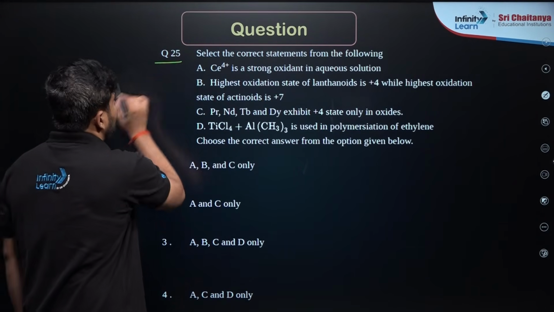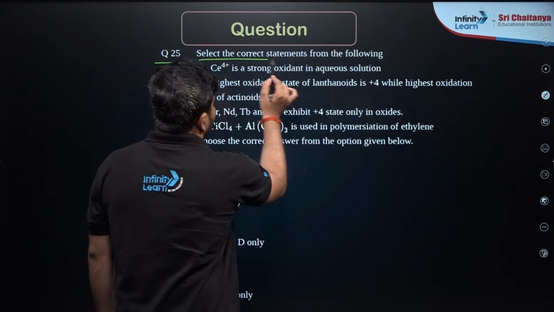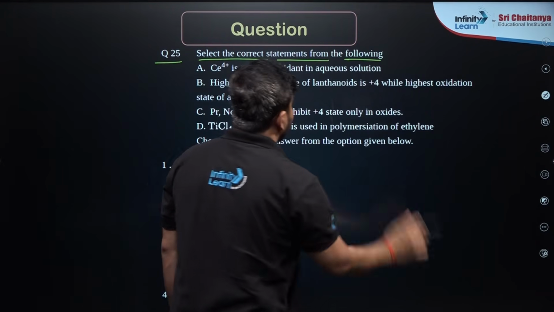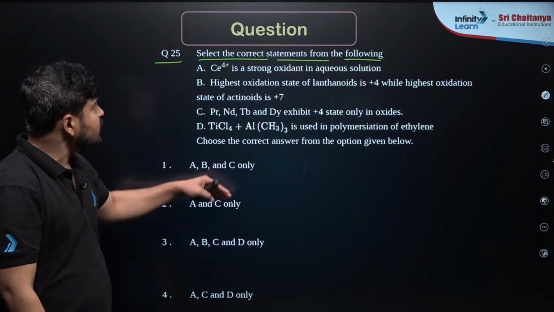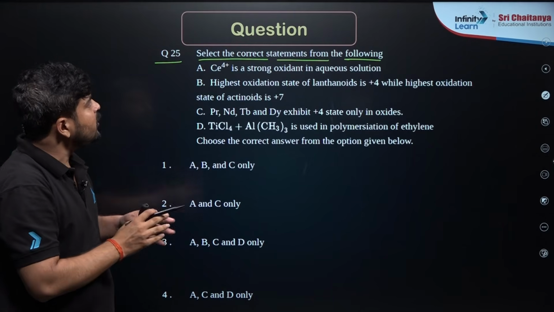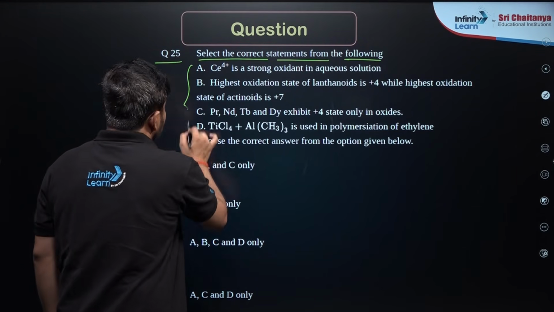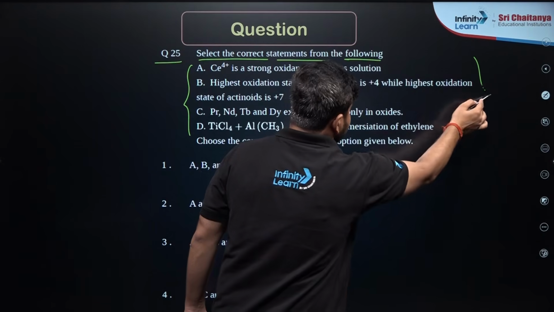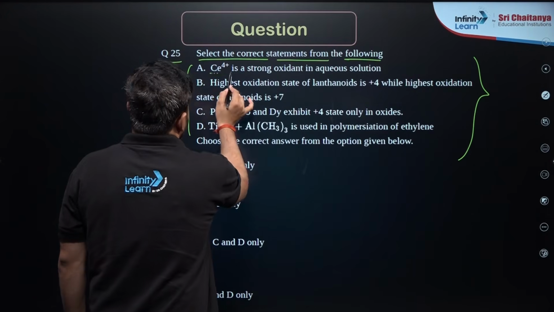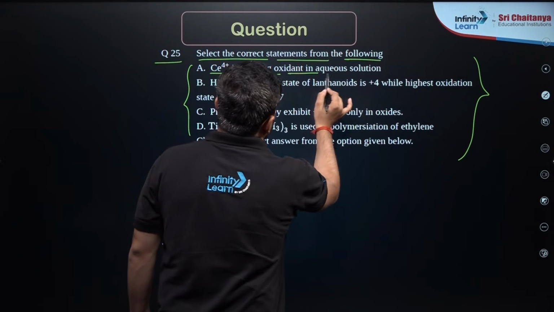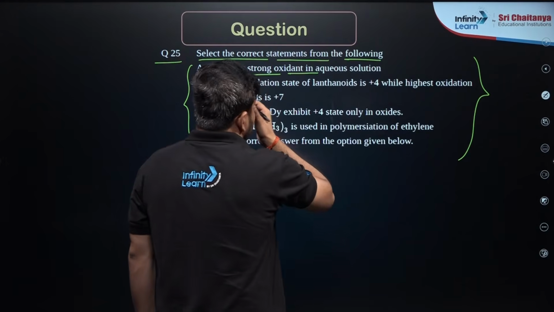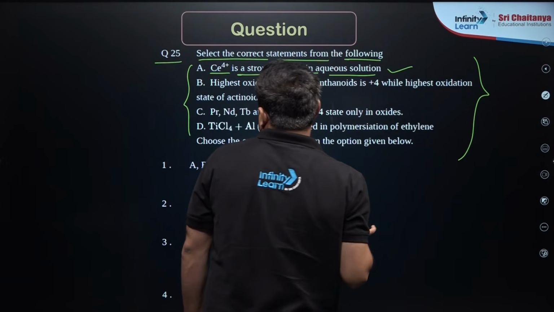Now I am coming to question number 25. Select the correct statement from the following. Some statements are given, and out of these you have to check which one is the correct statement. For that we have to check the four given options. Ce4+ is a strong oxidizing agent in aqueous solution. Yes, this is the correct statement.